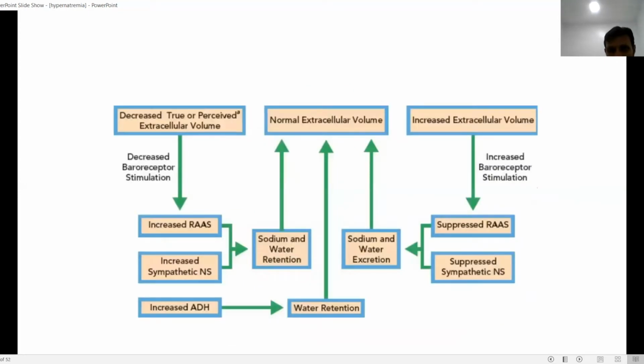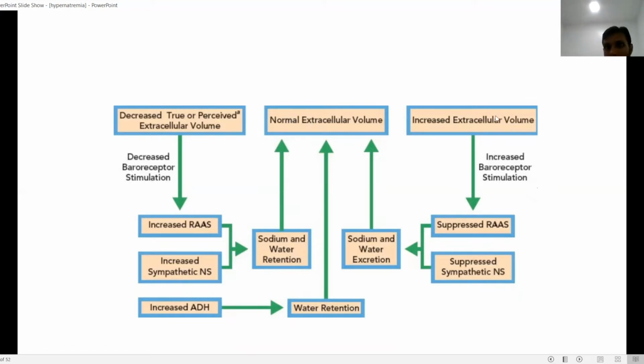This is a simplified flowchart. It shows when there is a decreased true or perceived extracellular fluid volume, there will be decreased stimulation of baroreceptors that will cause increased renin, angiotensin, aldosterone system activation, increased sympathetic nervous system activation, and increased ADH. It will cause sodium and water retention, and it causes gain of water leading to normal extracellular fluid volume. And increased ADH will also cause water retention leading to normal extracellular fluid volume.